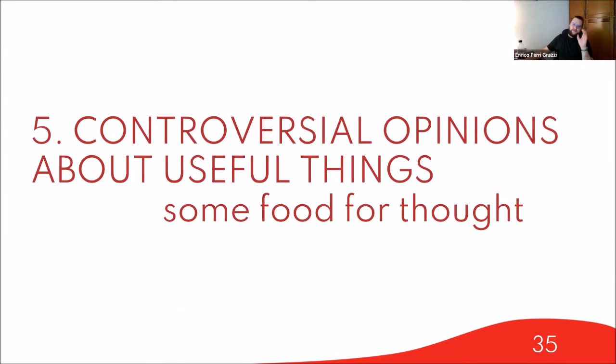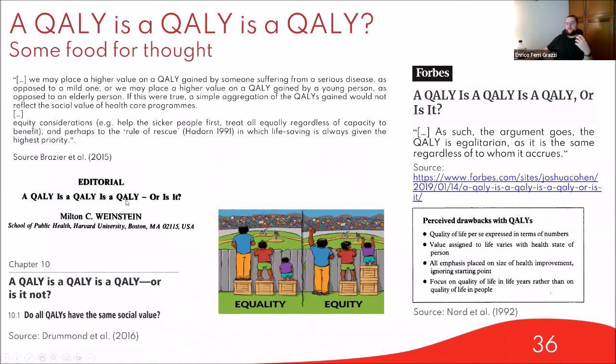Now there's some food for thought here, some controversial opinions about useful things and QALYs specifically. Before we move on to the next boring bit, I'd like you to think about something. Because QALY is thought for allowing comparisons across different disease areas and different treatment areas, it's not built to be equitable. When we base our economic evaluation on QALY, we just look at the most efficient choice, the one that is going to create the biggest health benefit for the same money.